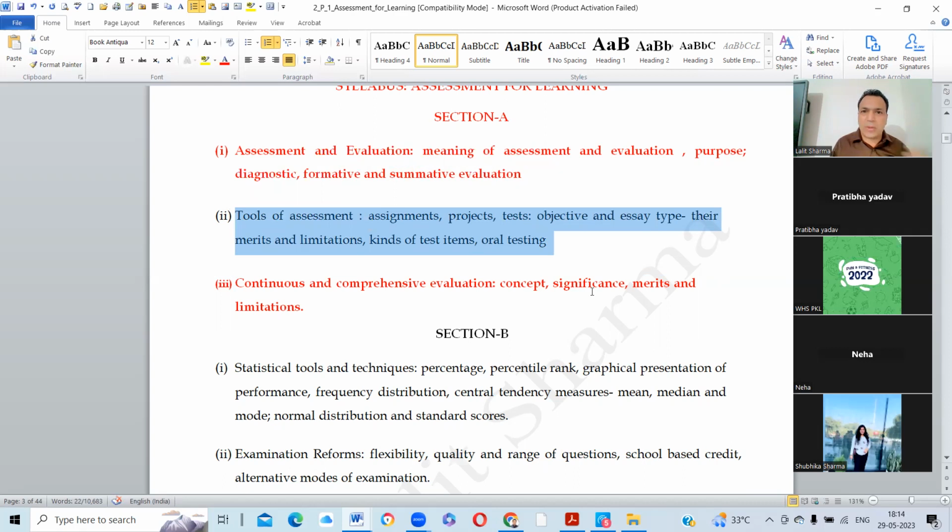Right? What are assessment or evaluation? Assessment and evaluation is basically used to assess the learning outcome of the individual, the personality of the individual, how well your student is doing in the class.